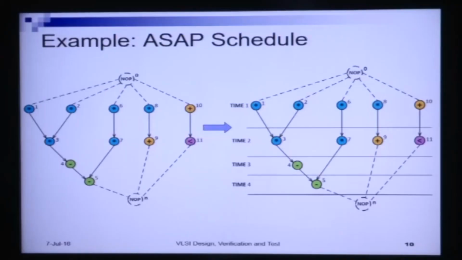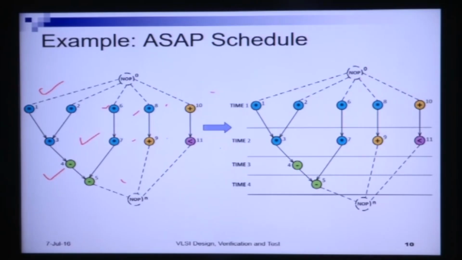As an example, the operation constraint graph that we obtained is shown on the left, and on the right we have the corresponding ASAP schedule. See that all the independent operations, this and this, have been scheduled in step 1, and then 3 becomes ready, 7 becomes ready, 9 becomes ready, 11 becomes ready, and they are all scheduled in step 2. After 3 has been scheduled, 4 can be scheduled, so 4 is executed in time step 3. 5 can be scheduled after 4 has been scheduled, so 5 has been scheduled in time step 4.